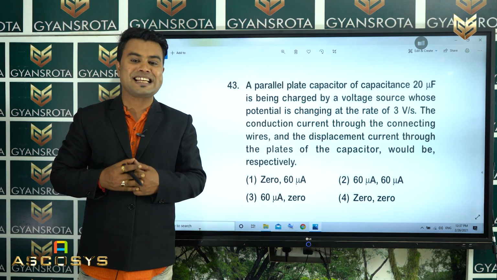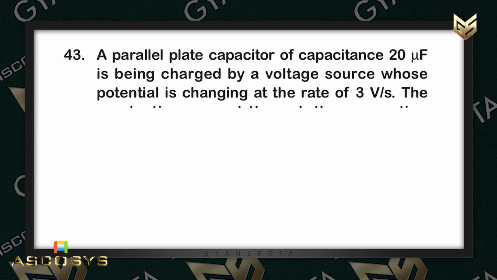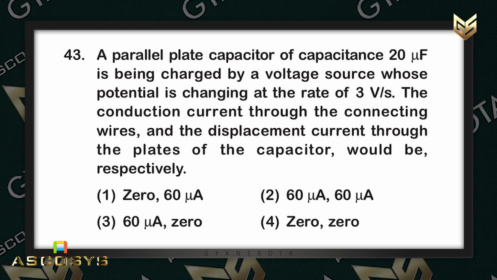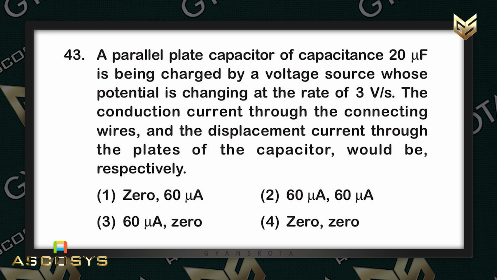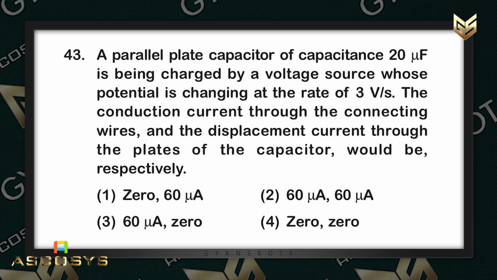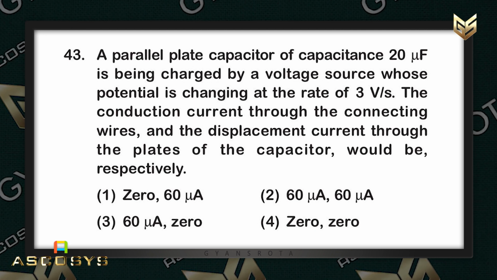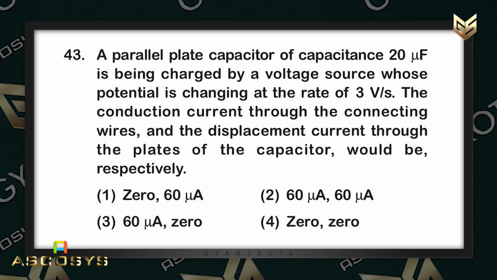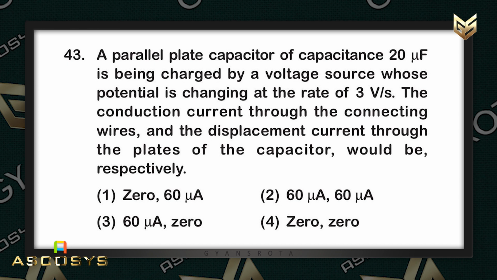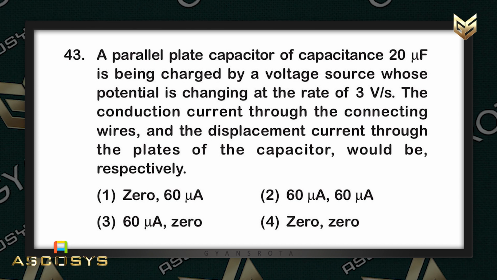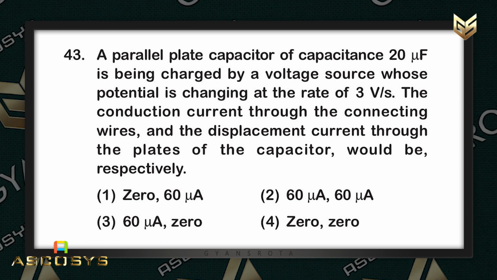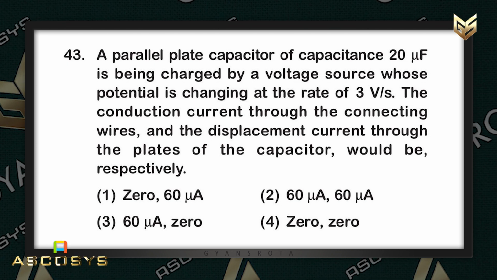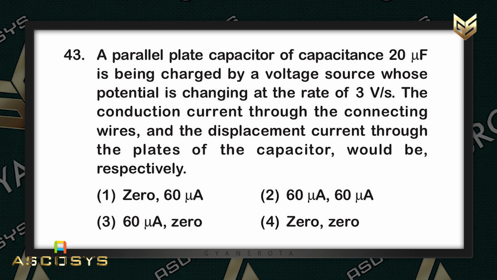Question number 43 says that a parallel plate capacitor of capacitance 20 microfarad. When I say the word capacitance, you already understood this is from the chapter, what? Electrostatic potential and capacitance, chapter 2 from class 12. A parallel plate capacitor of capacitance 20 microfarad is being charged by a voltage source whose potential is changing at the rate of 3 volt per second. The change of potential is 3 volt per second.